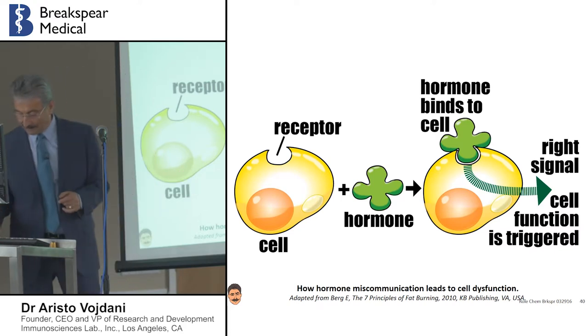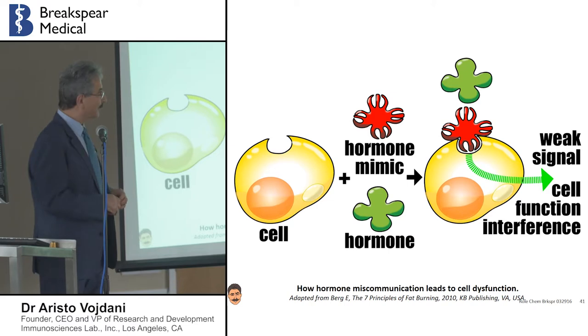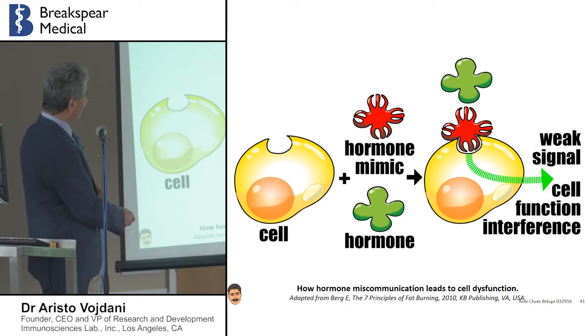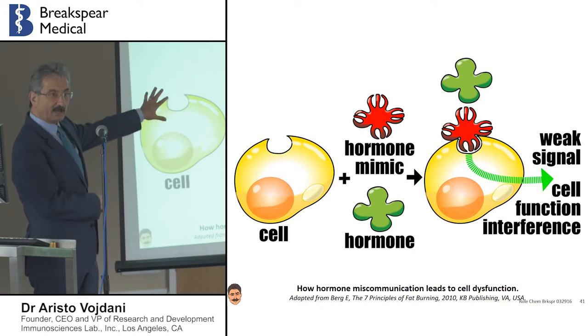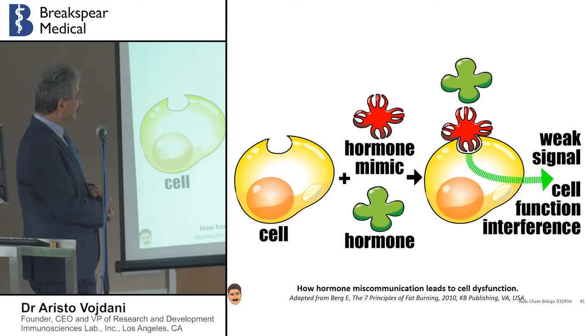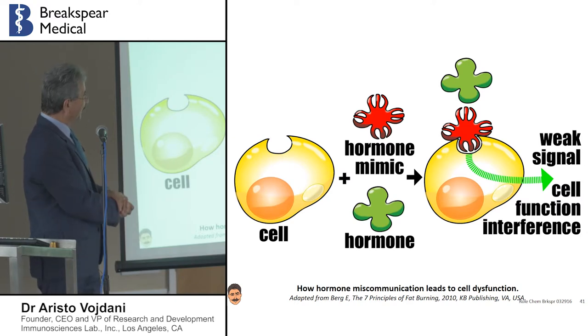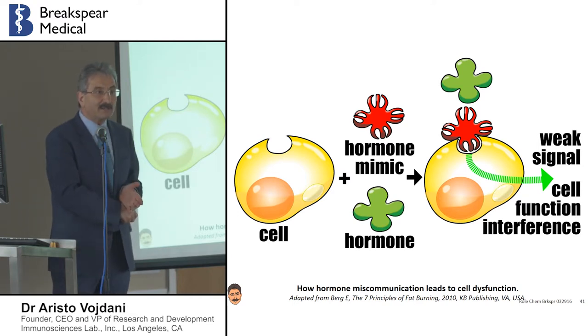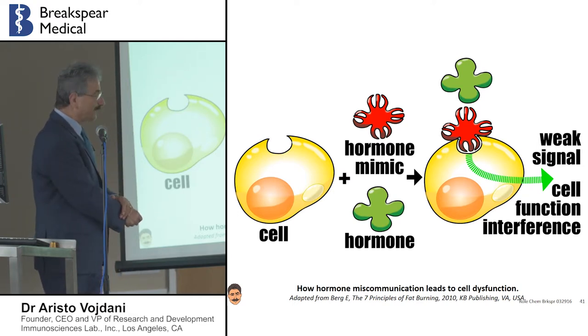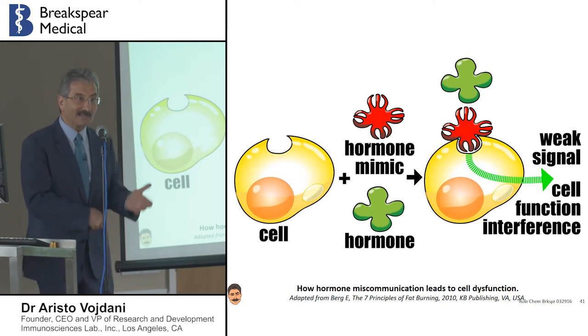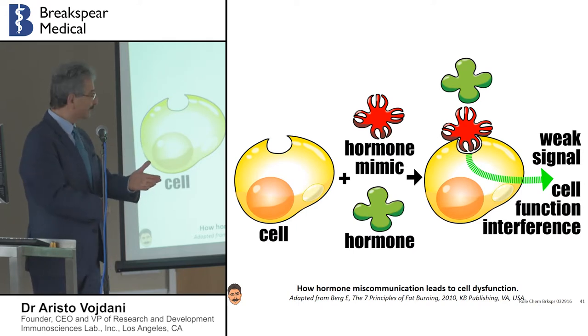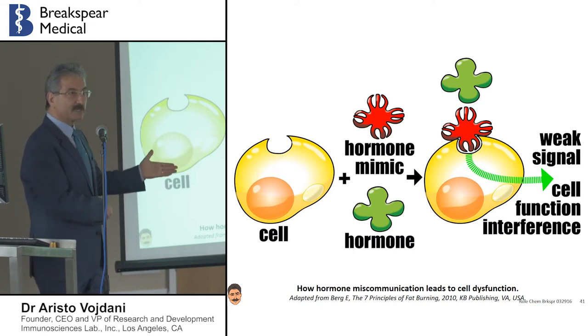So now what will happen if this is the hormone and this is bisphenol A? And this is real. So bisphenol A now binds to the cell receptor and the hormone cannot bind, compete with that. And the signal is not the same signal. The end result will be abnormal cell function. Cell function interference.